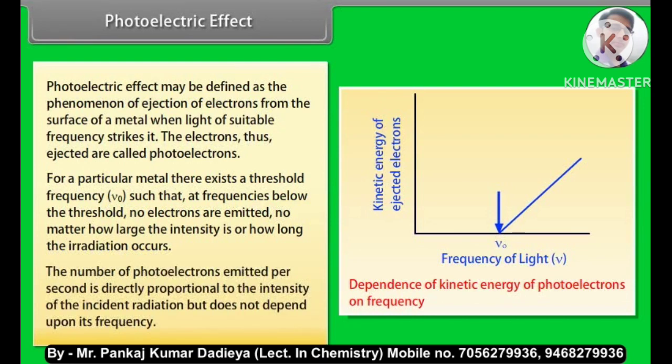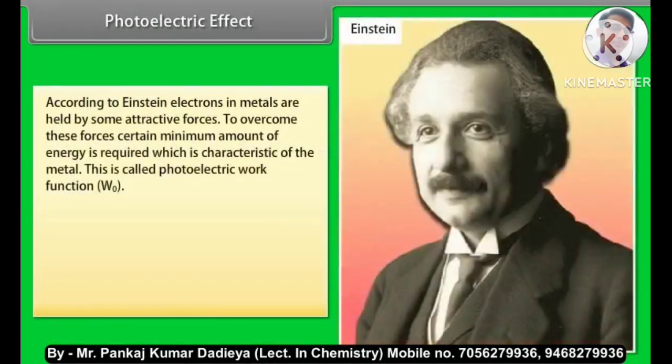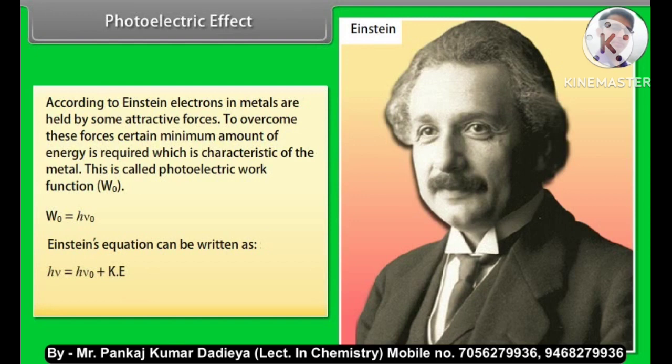The number of photoelectrons emitted per second is directly proportional to the intensity of the incident radiation but does not depend upon its frequency. According to Einstein, electrons in metals are held by some attractive forces. To overcome these forces, a certain minimum amount of energy is required, which is characteristic of the metal. This is called photoelectric work function W0. W0 = h nu naught. Einstein equation can be written as h nu = h nu naught + KE. KE = h nu - h nu naught.